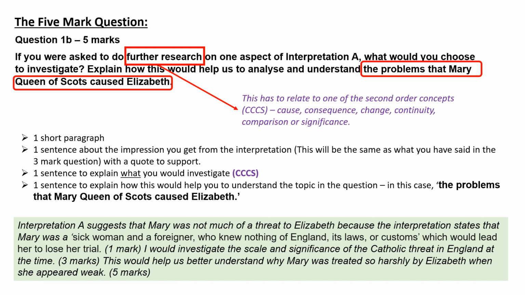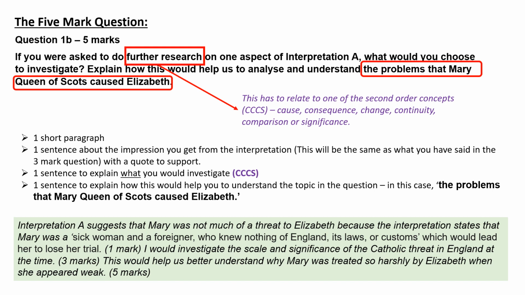So this would give us 3 marks. This would help us better understand why Mary was treated so harshly by Elizabeth when she appeared weak. And this would give us our 5th mark because we are explaining the problems that Mary Queen of Scots caused Elizabeth by looking at why Mary was being treated so harshly. So we've linked it back to the question.